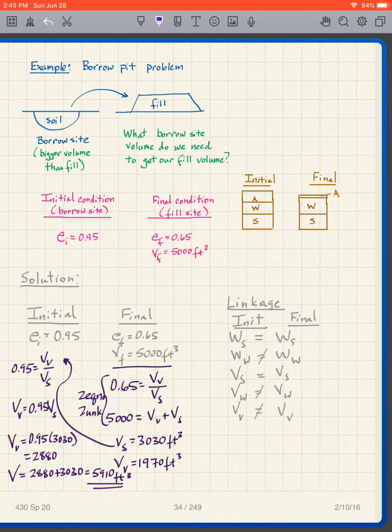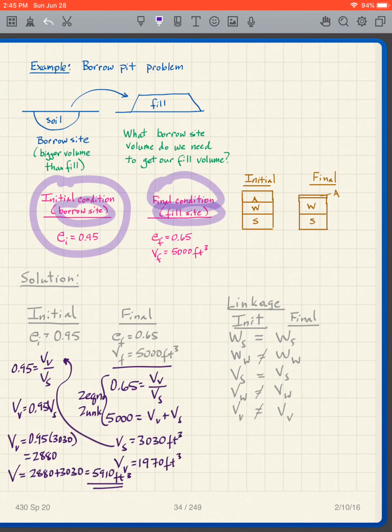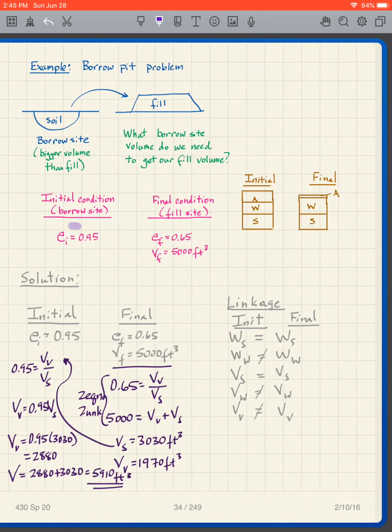Okay, so I'm going to give a problem, and I'm going to say that we have an initial condition, which is at the borrow site, and we have a final condition, which is at the fill site. And I'm just going to give some information. I'm going to say that the void ratio in the initial condition, I'm calling it e sub i, is 0.95, and the void ratio in the final condition is 0.65. So notice the void ratio has gone down.